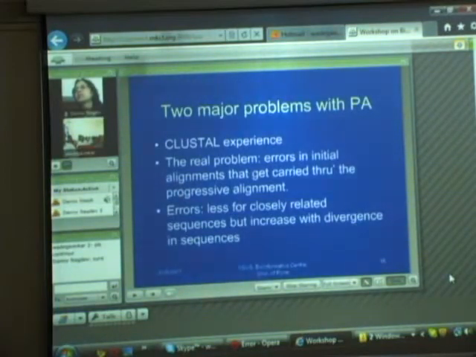So the real problem in Clustal is that errors in the initial alignments, as I said earlier, get carried through the progressive alignment, and these errors are fewer for closely related sequences, but they increase with increasing divergence.